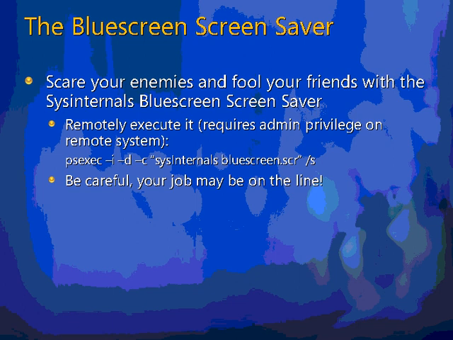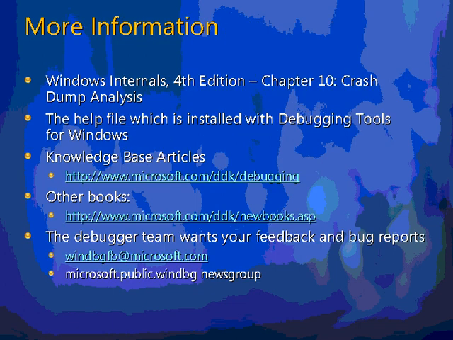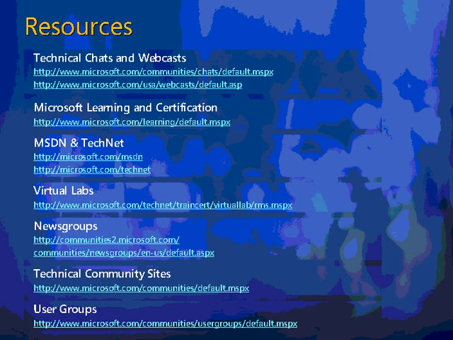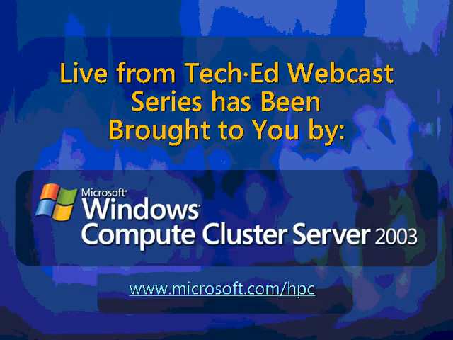And so that brings us to the conclusion. There's more information. Everything I've talked about is in Chapter 10 of the Windows Internals book. So all of those crash examples are in there, complete with a full discussion of what you saw. The knowledge base, other books are available on that URL. Please fill out your evals, and I thank you very much for coming. Hope you're crash-free in the future.